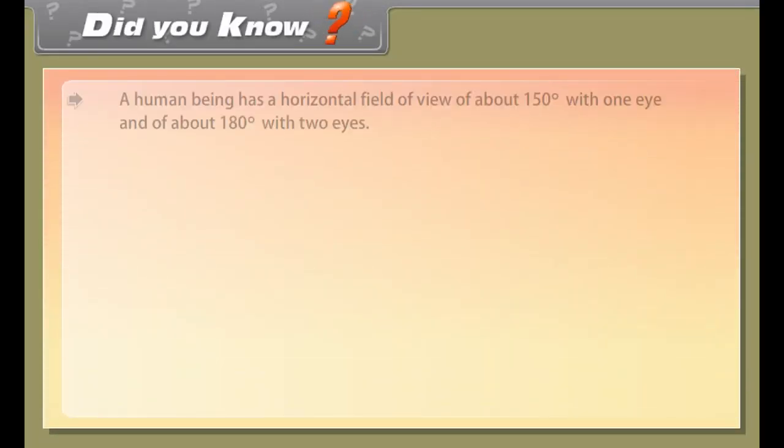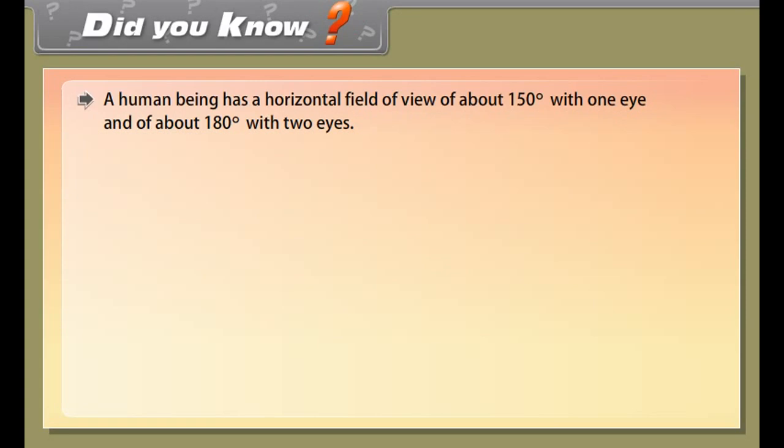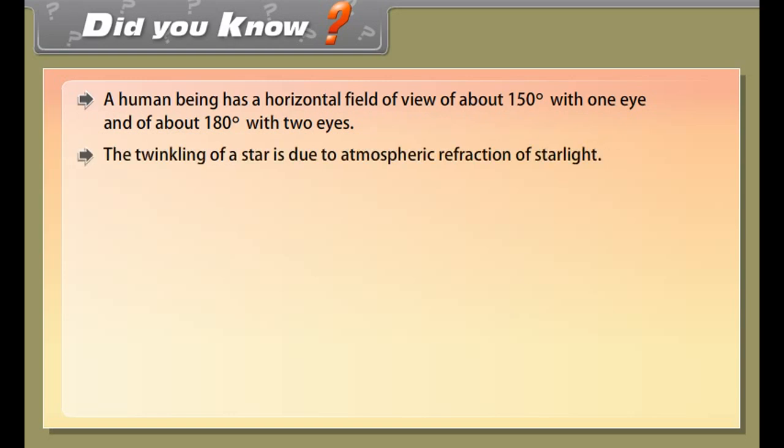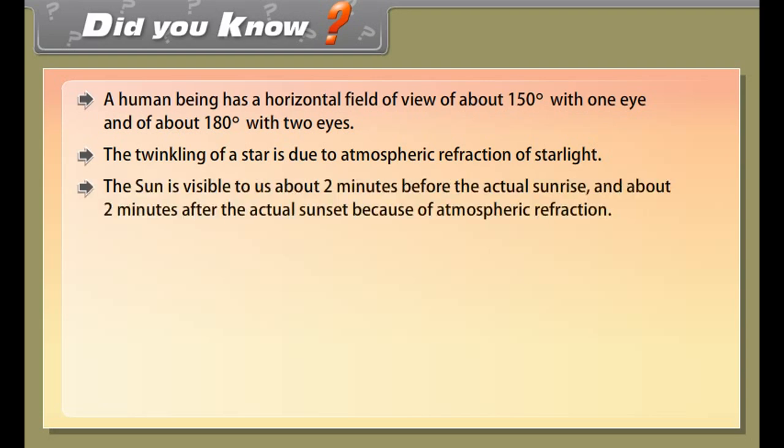Did you know? A human being has a horizontal field of view of about 150 degrees with one eye and of about 180 degrees with 2 eyes. The twinkling of a star is due to atmospheric refraction of starlight. The sun is visible to us about 2 minutes before the actual sunrise and about 2 minutes after the actual sunset because of atmospheric refraction.